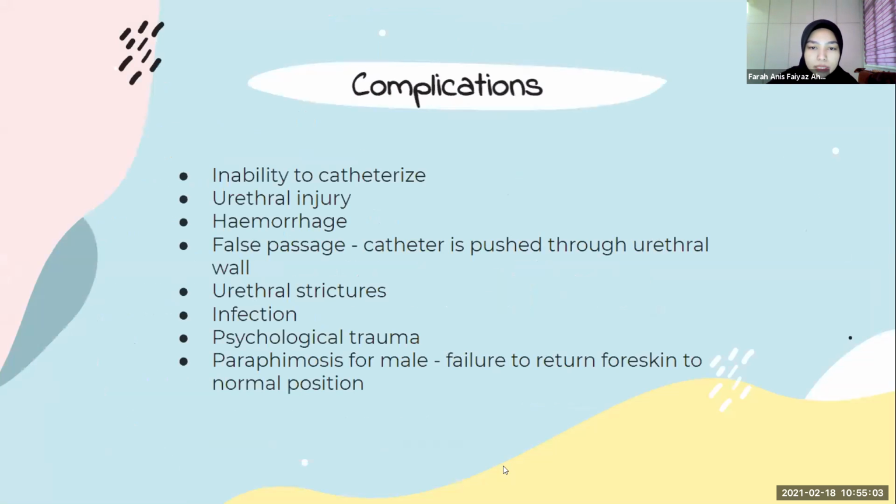And then the last one is complications. There will be inability to catheterize, and if we are not careful enough or not gentle enough, it can lead to urethral injury and hemorrhage, also false passage whereby the catheter is pushed through the urethral wall, and it can also lead to urethral strictures, infection, psychological trauma for the patients, and also paraphimosis for males, whereby the retracted foreskin cannot return to the normal position.